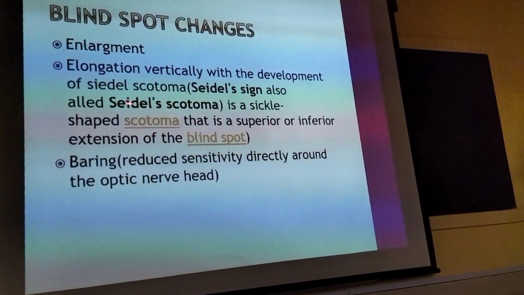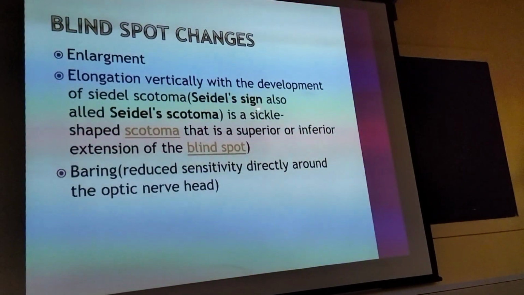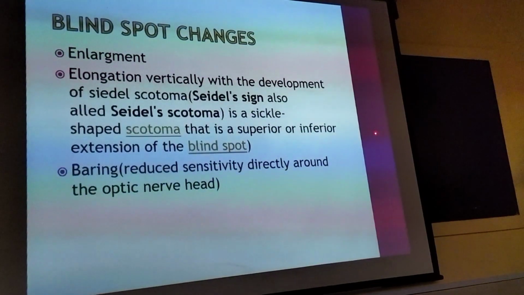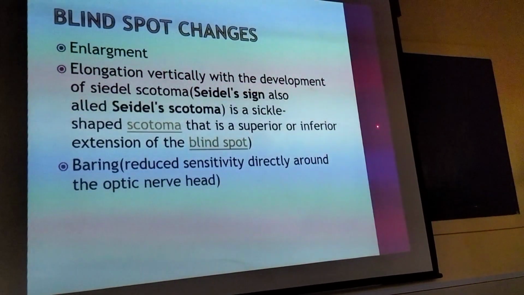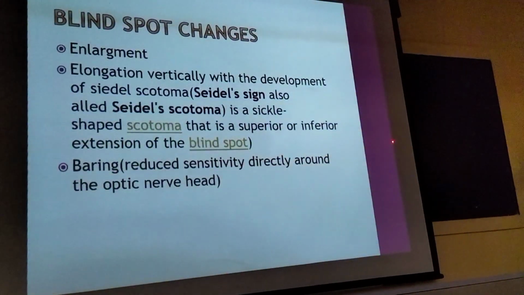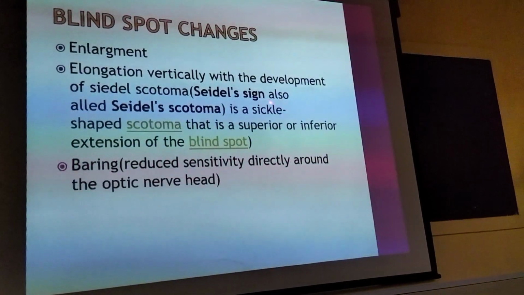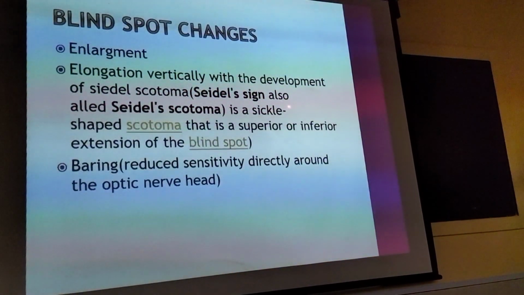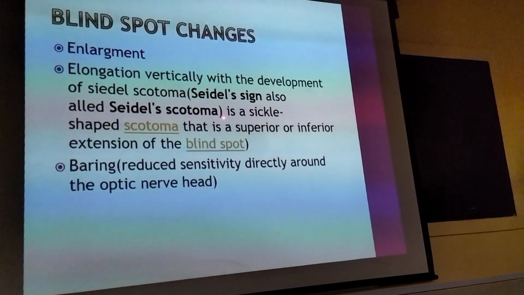ये देखिए, ठीक है. Elongation vertically. ये vertically elongate हो गया. It's not circular now. Blind spot earlier was circular because optic disc is circular. तो blind spot भी circular, लेकिन यहाँ पे it has elongated. When it elongates, the name will be sedal scotoma.